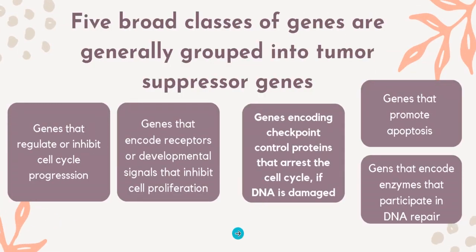Now, five broad classes of genes are generally grouped into tumor suppressor genes. One, genes that regulate or inhibit cell cycle progression; two, genes that encode receptors or developmental signals that inhibit cell proliferation; three, genes encoding checkpoint control proteins that arrest the cell cycle if DNA is damaged; four, genes that promote apoptosis; and number five, genes that encode enzymes that participate in DNA repair.